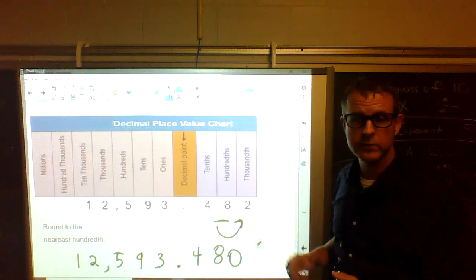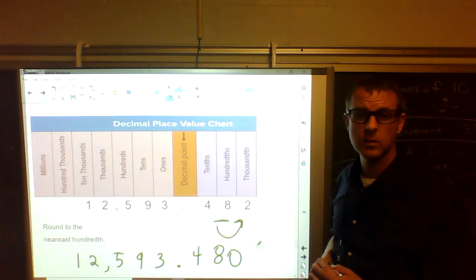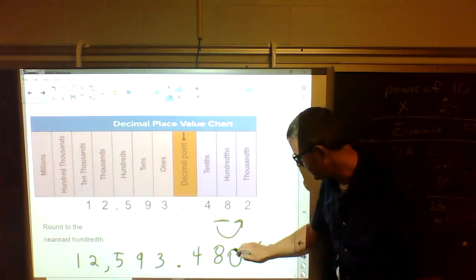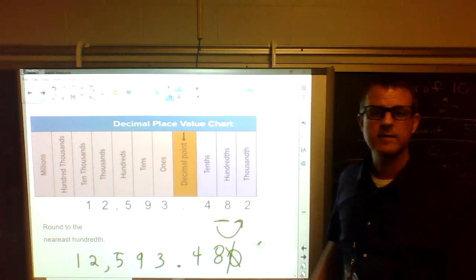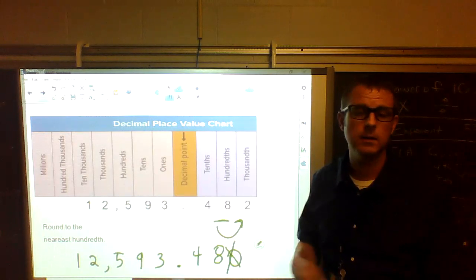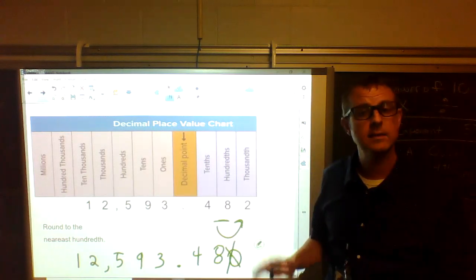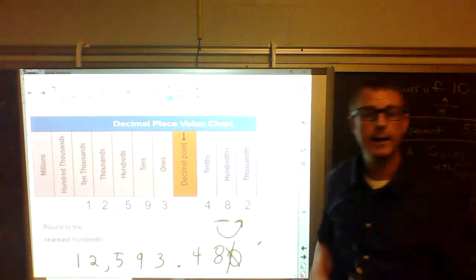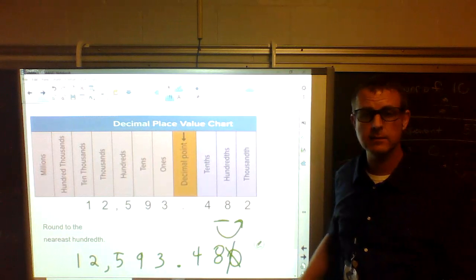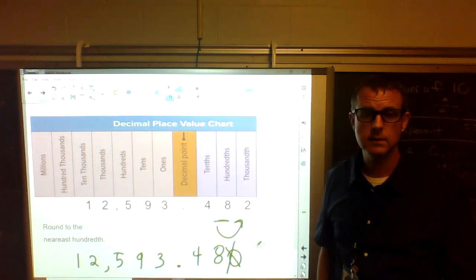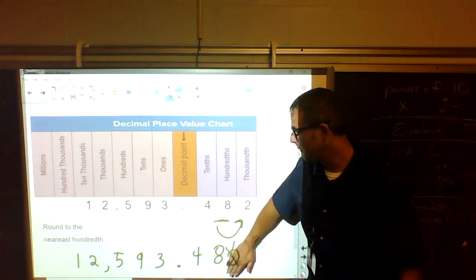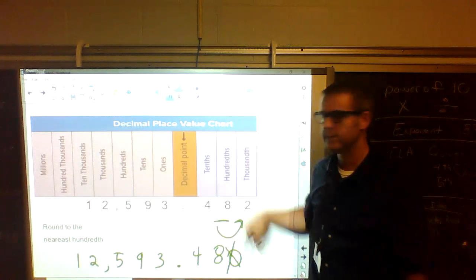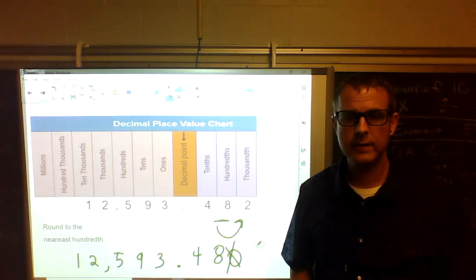Now we've also learned when there's a 0 at the very end after the decimal, we can simplify that answer. We don't need the 0. So if it's at the very end, we can just get rid of it. If it's anywhere else in the number, in the beginning, the middle, we can't get rid of it. But after the decimal only, if there's a 0 at the end, we can get rid of it. So really our number is 12,593.48. I hope this made rounding easier.